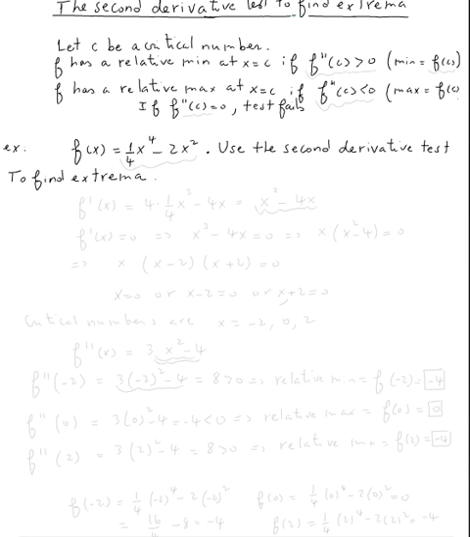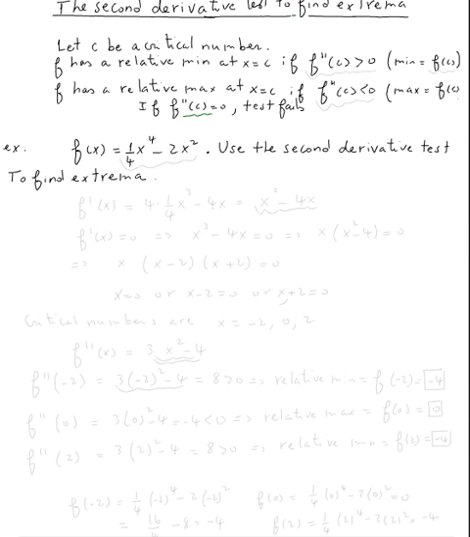And then f has a relative max at x equals c if the second derivative of f at x equals c is less than 0, and in that case the maximum is f of c. Alright, and if the second derivative is equal to 0, then the test fails.